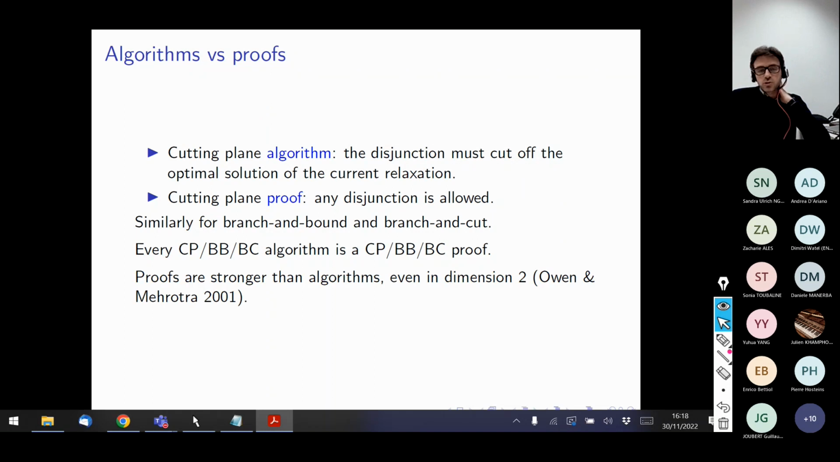But there are examples, even in dimension 2, which show that proofs are really stronger than algorithms. There are examples in which you can easily solve a problem if you use a proof, so you are not forced to cut off the optimal solution, but if you are forced to do that, then it will take much more time. Now, in the results that we will see, some of them work for algorithms, some of them work for proofs, some of them work for both. So I will not always be precise because otherwise it becomes too technical, but let's keep in mind, I will usually speak of proofs, cutting plane, branch and bound and branch and cut proofs, but most of the results also work for the algorithms. That is an important distinction.